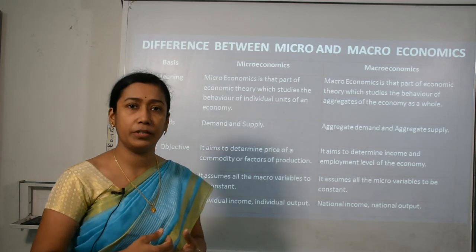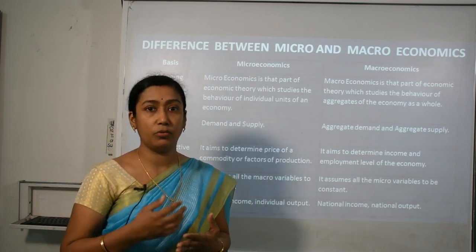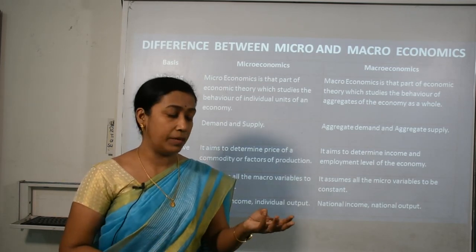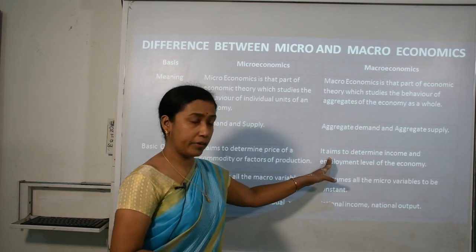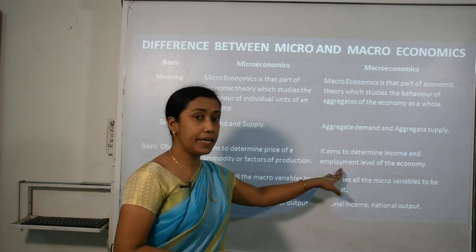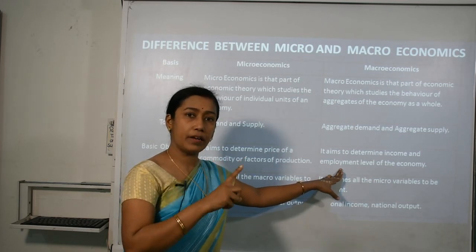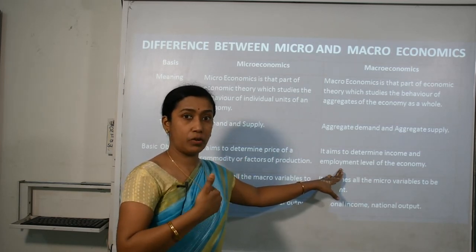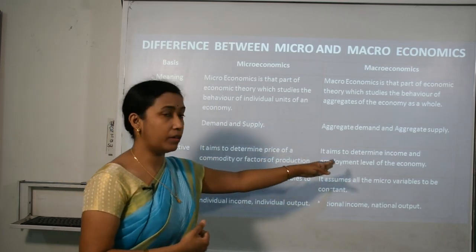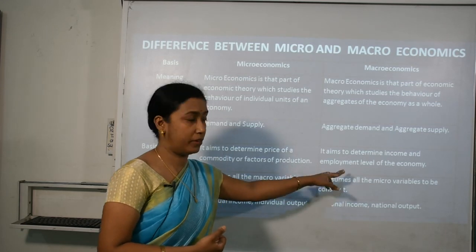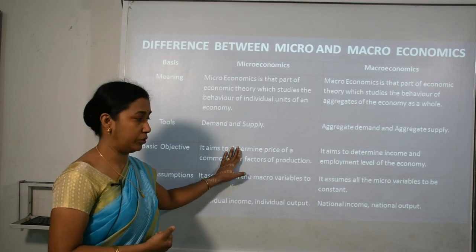What are factors of production? They are the factors or resources which we use for the purpose of production. It can be land, labor, capital, etc. And macroeconomics aims to determine income and employment. That means its main aim is to deal with the income of the economy as a whole and employment of the economy as a whole. To study the income and employment approach, we study macroeconomics. To study the price and factors of production, we study microeconomics.